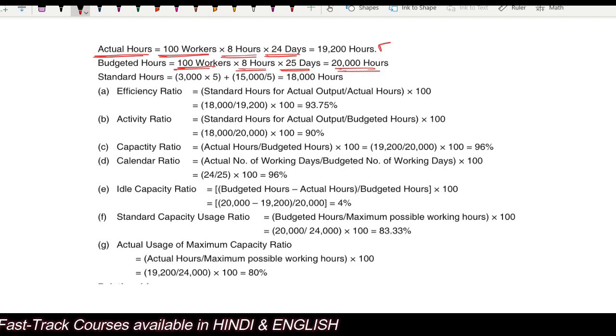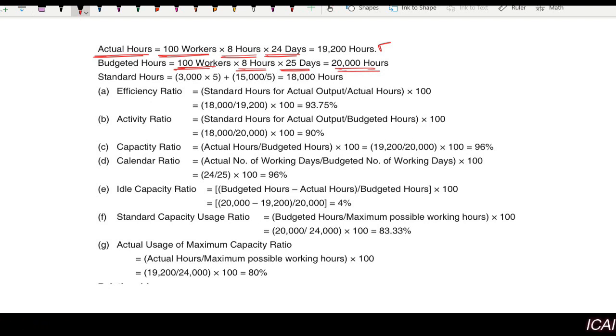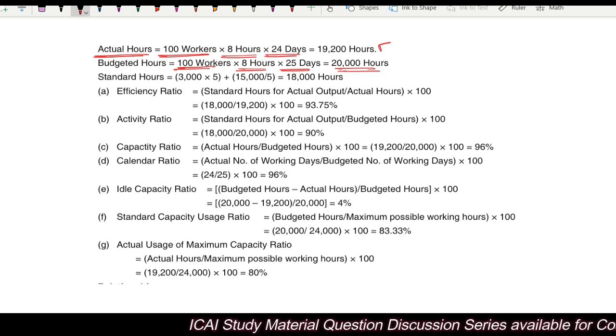This is your budgeted hours that you planned for originally, that 100 workers will work for 8 hours a day and 25 days in a month. Whereas actually they worked for 24 days in a month. There is a difference between actual and budgeted.